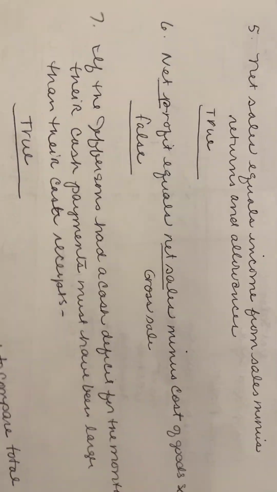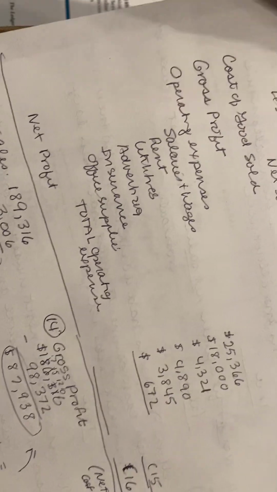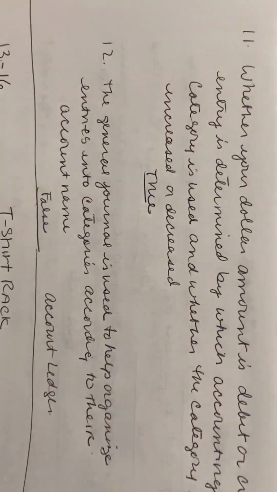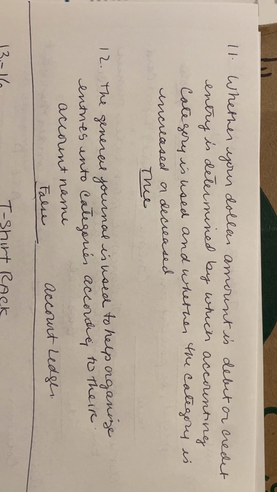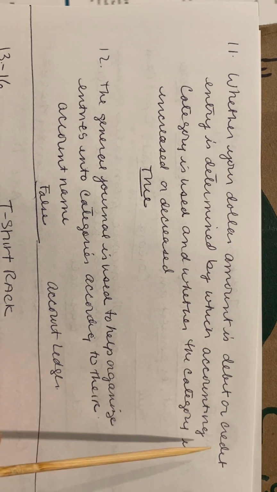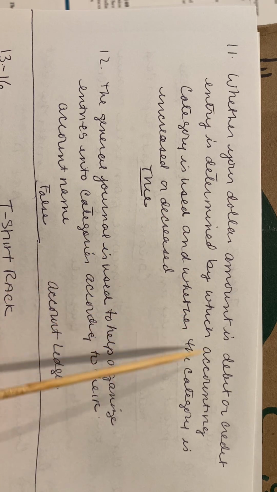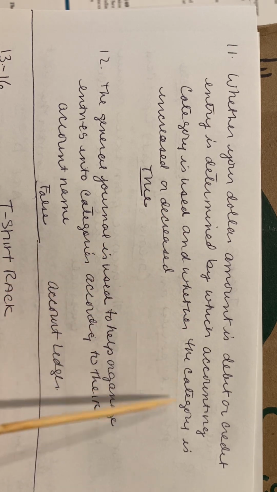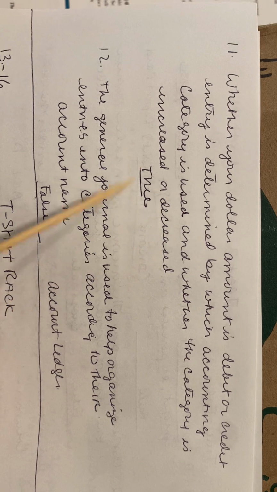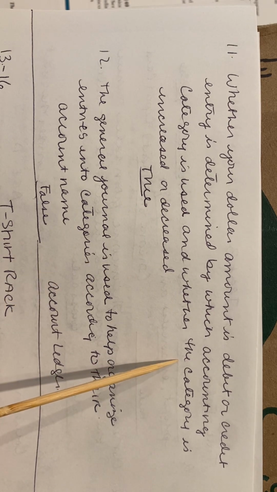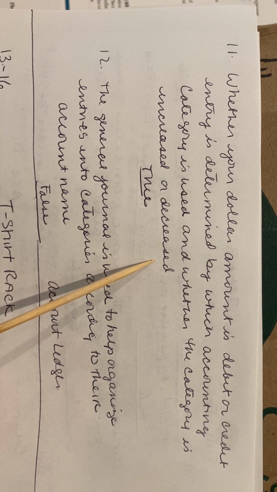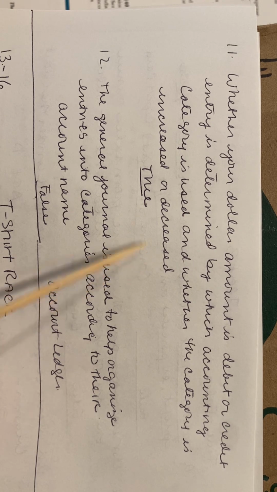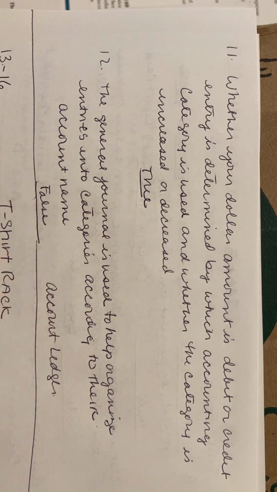Okay, let's go on to number 11. So whether your dollar amount is debit or credit entry is determined by which accounting category is used and whether the category is increased or decreased. Yeah, that's what we're doing. We look at which category it is and then find out whether that category is increased or decreased to find out and write whether it's debit or credit. True. This is what we're doing.